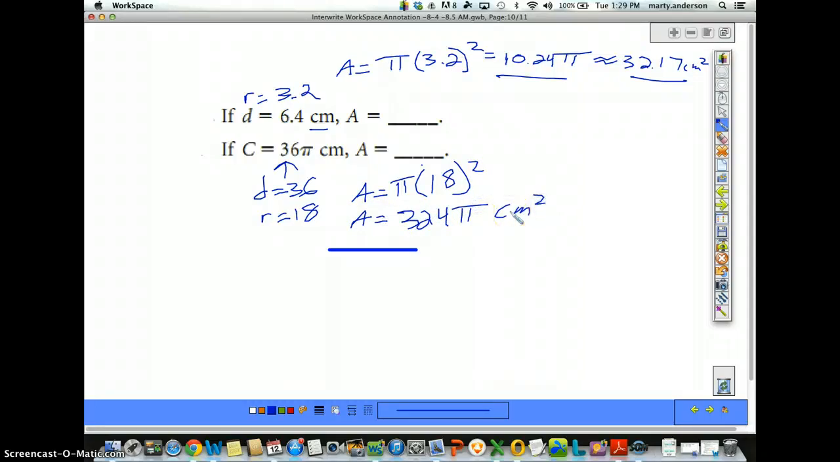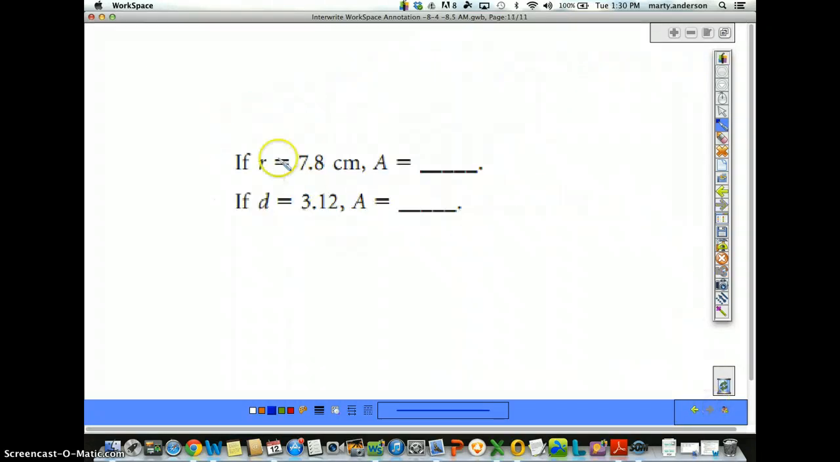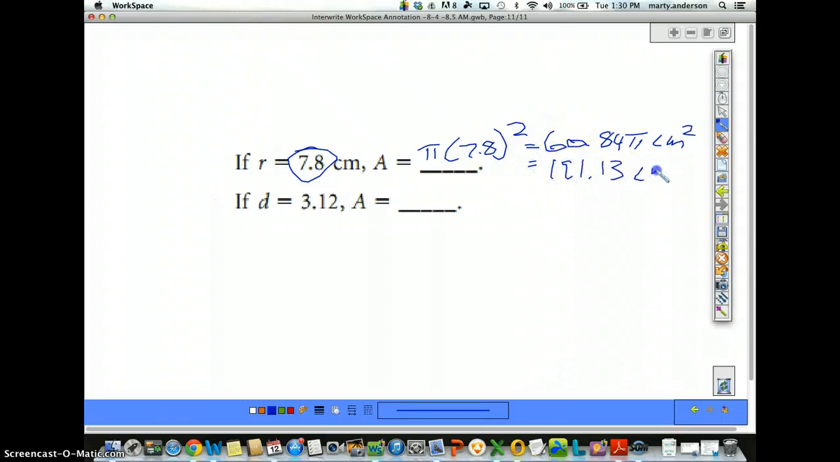I could multiply the pi in, and I get 1017.88 centimeters squared. Exact value, decimal approximation. Make sure you read the directions on which ones they're looking for. Again, radius is 7.8. Area would be whatever pi times 7.8 squared is. If I wanted to do 7.8 squared, I'd get 60.84. And I'd have pi, and it would be centimeters squared. If I wanted to multiply the 60.84 times pi, utilize the calculator, and get 191.13 centimeters squared.